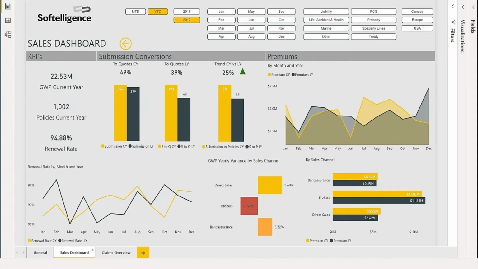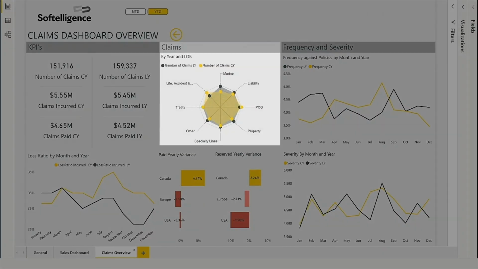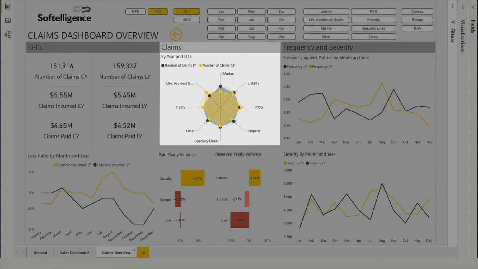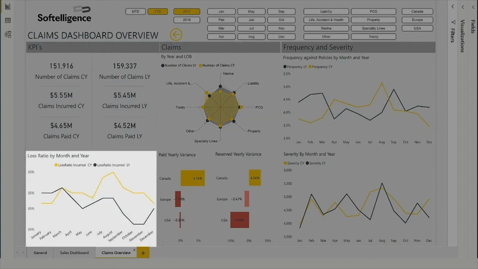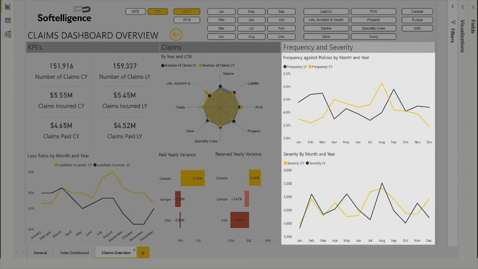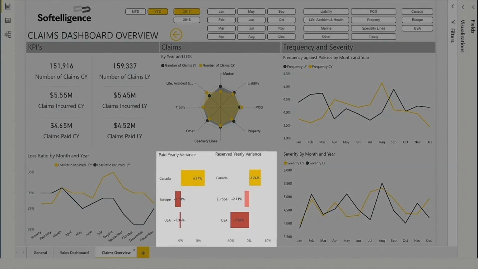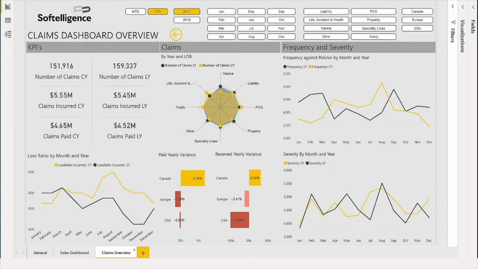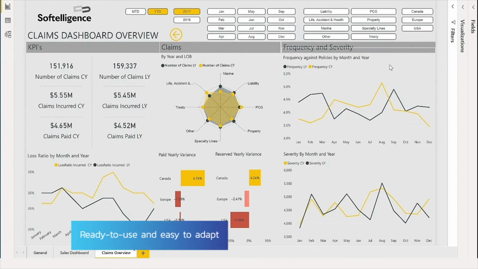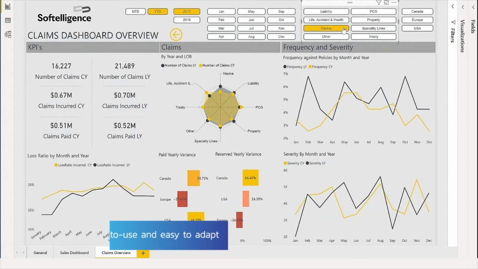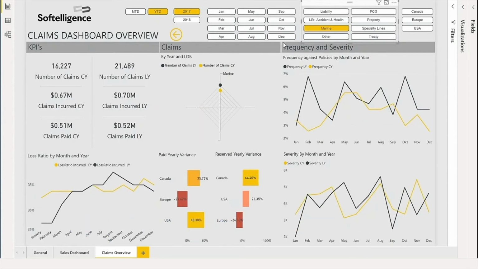Again, you start with the KPI summary that is complemented by detailed information on the nature of claims with the help of a line of business breakdown, but also evolution charts for loss ratio, frequency, and severity, as well as variance, in this case in a location-based configuration. Of course, all dashboards have the same filtering and drill-down capabilities, thus maximizing the potential of your data discovery journey.